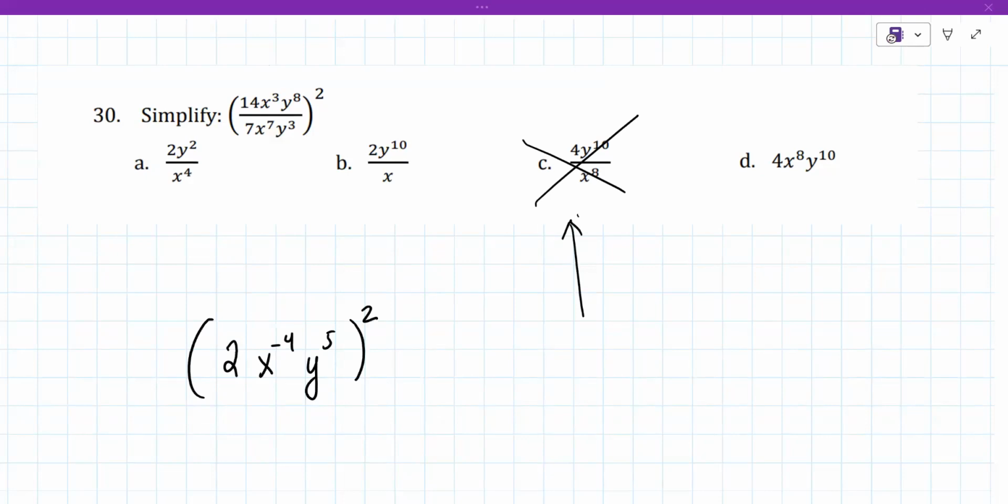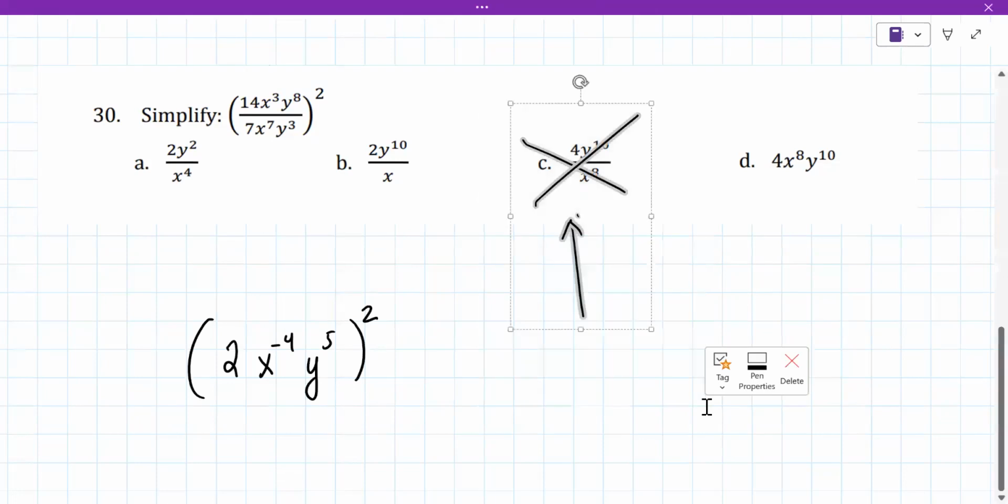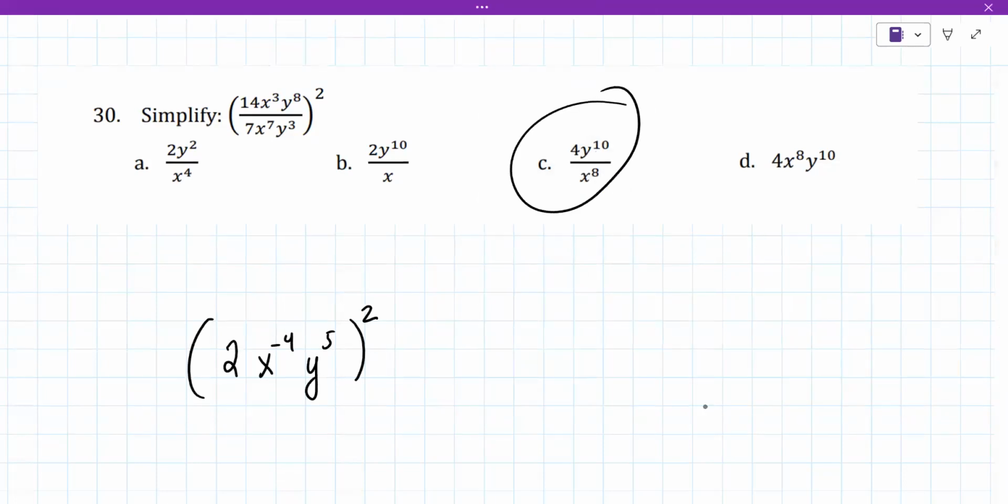4 y to the 10 over x to the 8. I still got C for some reason. Oh, I'm so sorry. Yes, you are correct. I misunderstood what you're saying. Yes, that does become that.